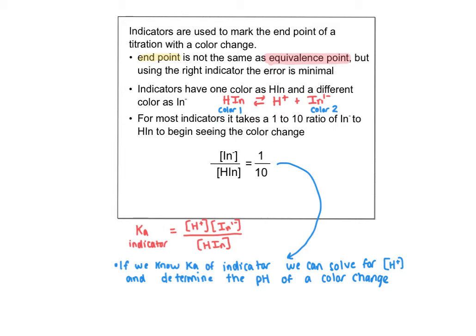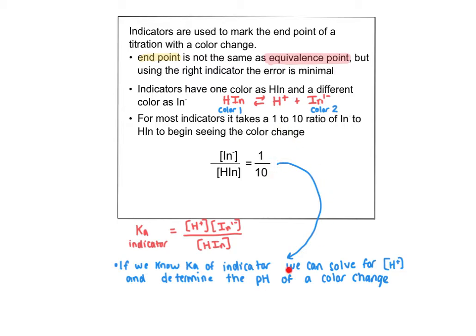So when do you start to see a color change? Well, for the human eye, it takes about a 1 to 10 ratio of In minus for the color change to occur. So really, I need to be able to see 1/10 of color 1. I need to start to see color 2 at a 1/10 ratio in order to see the color change.